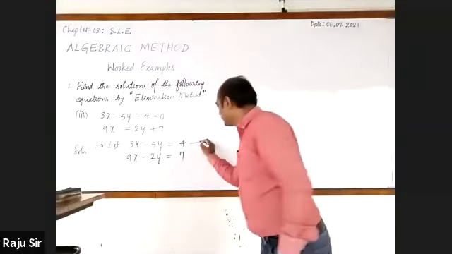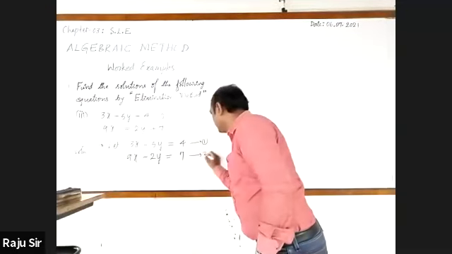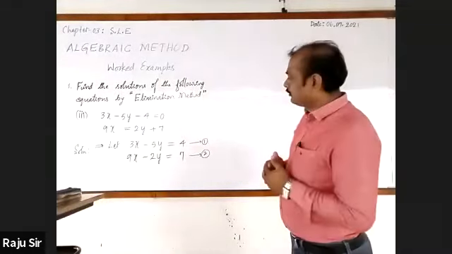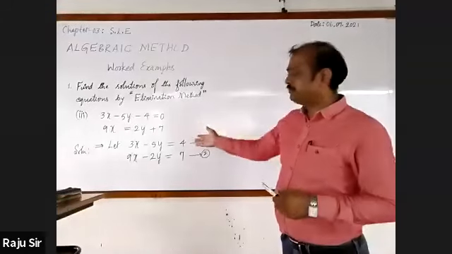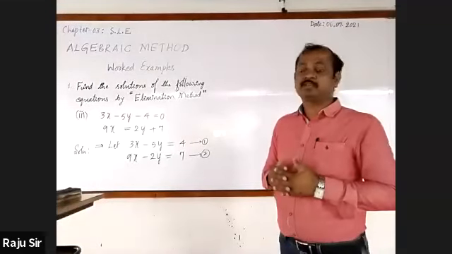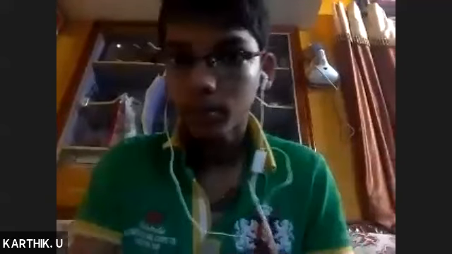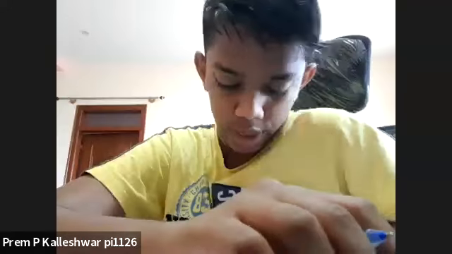Now I call this equation 1. This is the second equation. You decide whether you go for equalizing the x term or the y term. The x term. How do you equalize? By multiplying equation 1 by 2 and equation 2 by 5.